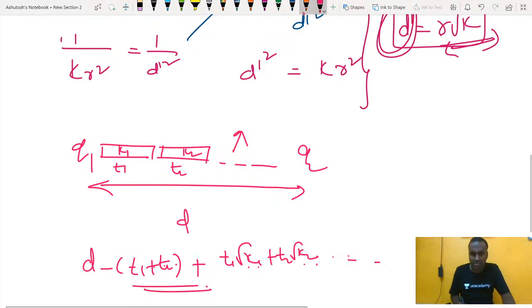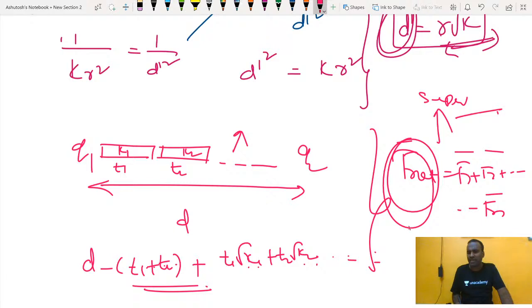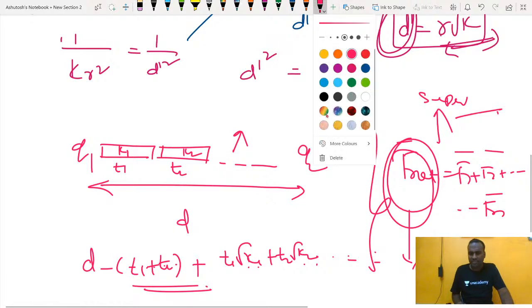Now, as you know the concept of field, this was about your concept of force. If multiple charges are there, then the net force is equal to the sum of the individual forces. You need to add them. This is called the superposition principle. Since force is a vector quantity, we need to add vectorially.